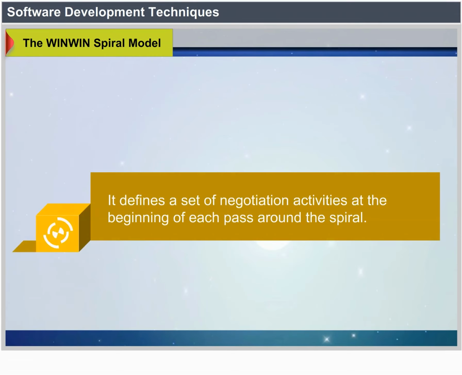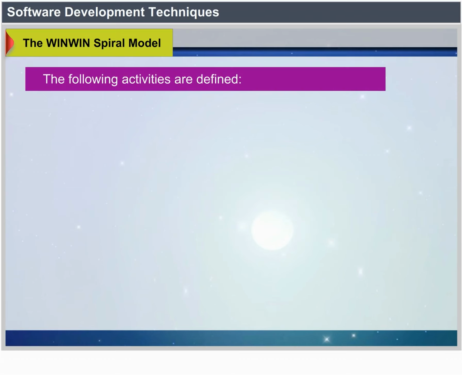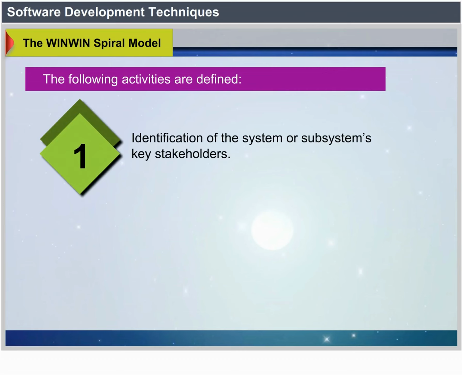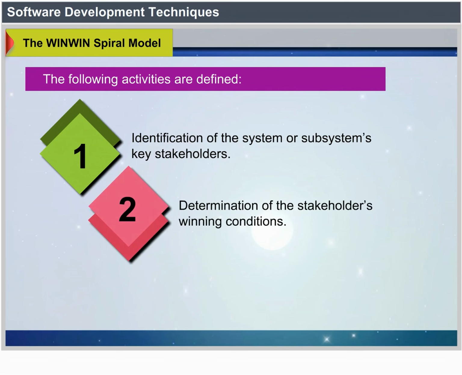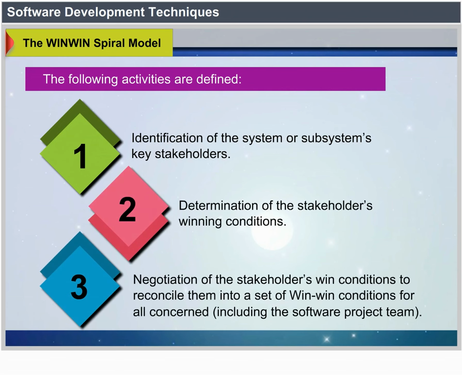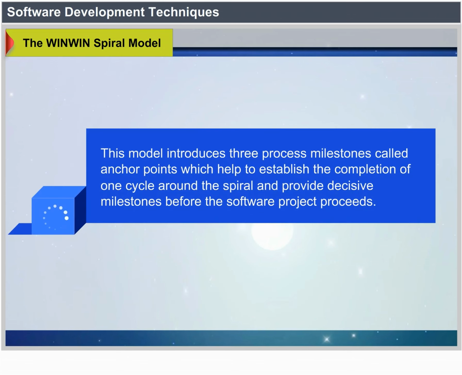It defines a set of negotiation activities. The following activities are defined: identification of the system or subsystem's key stakeholders, determination of the stakeholders' win conditions, negotiation of the stakeholders' win conditions to reconcile them into a set of win-win conditions for all concerned, including the software project team. This model introduces 3 process milestones called anchor points that help to establish the completion of one cycle around the spiral and provide decision milestones before the software project proceeds.